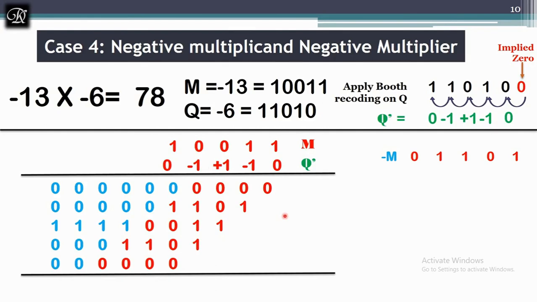Now you can check: 0, it is 1, 1, and it is 3. 3 means 1 and carry is 1. 1 plus 1 is 2, 0 and carry is 1, and 1 plus 1 is 0, carry is 1, and 2 plus 1 is 3. So 1 is here, and the carry is 1, 1 plus 1 is 0, carry is 1, 1 plus 1 is 0, carry is 1, 1 plus 1 is 0, carry is 1, but we are not going to consider the last carry because we are interested in only 2n bits. This is positive 78, which we got in case 1.